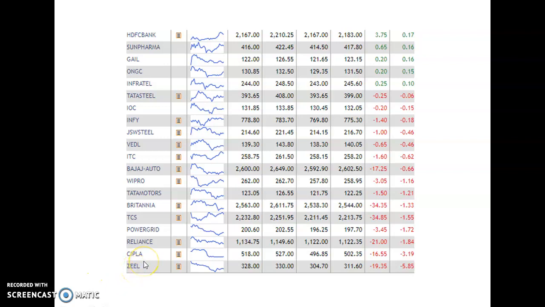Moving on to the next slide, today's top losers are Zee Entertainment from the media sector, Cipla from pharma, Reliance from energy, Power Grid, TCS from IT, and Britannia from FMCG. So this is the Nifty 50 stocks' overall performance today.